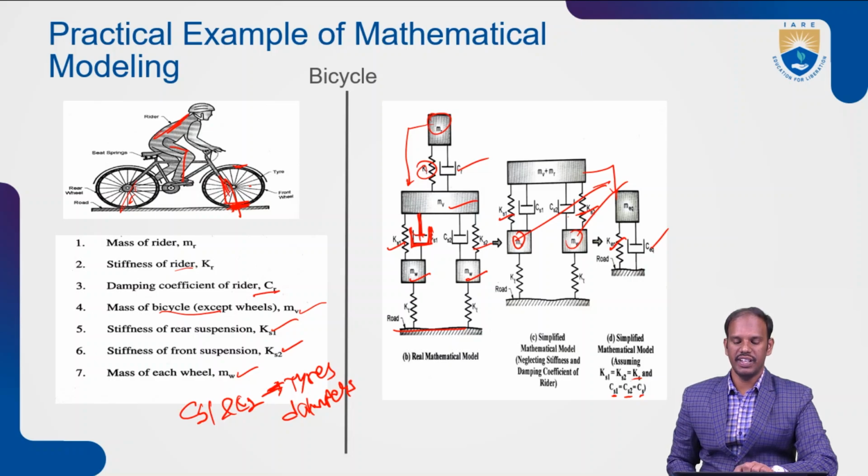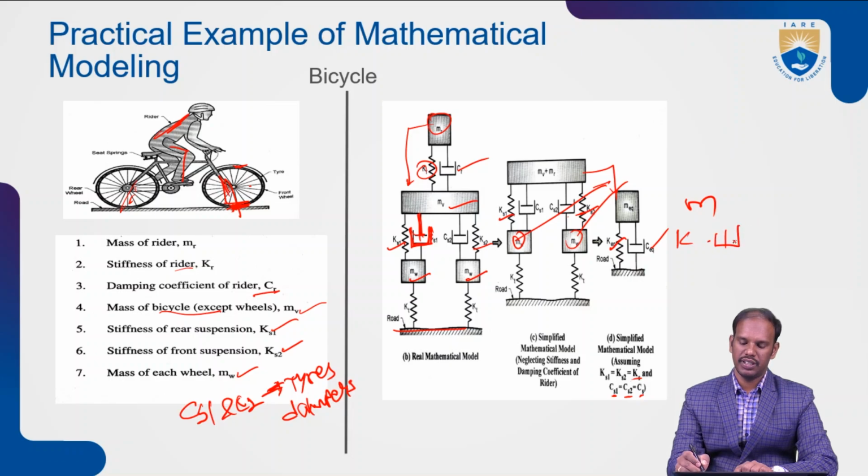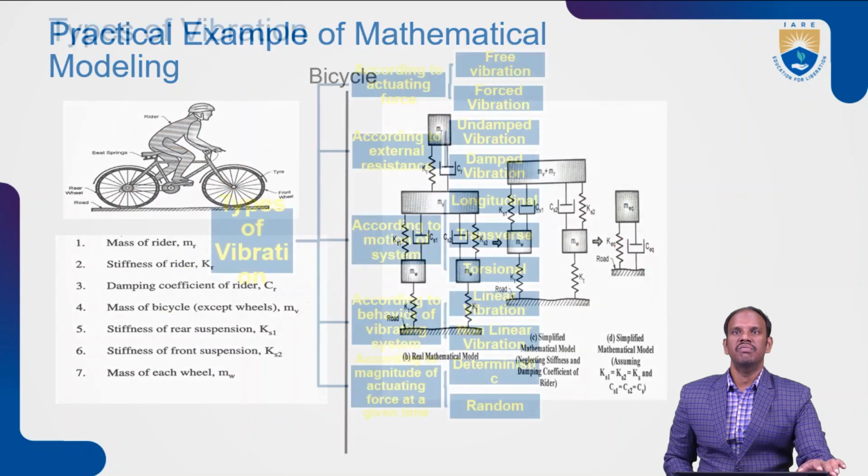So one mass, one spring, one damper, which is nothing but C. So M, K, C should be there in this particular diagram, the mathematical model as well as the simplified diagram. Once there is a simplified diagram, only 3 elements should be there.